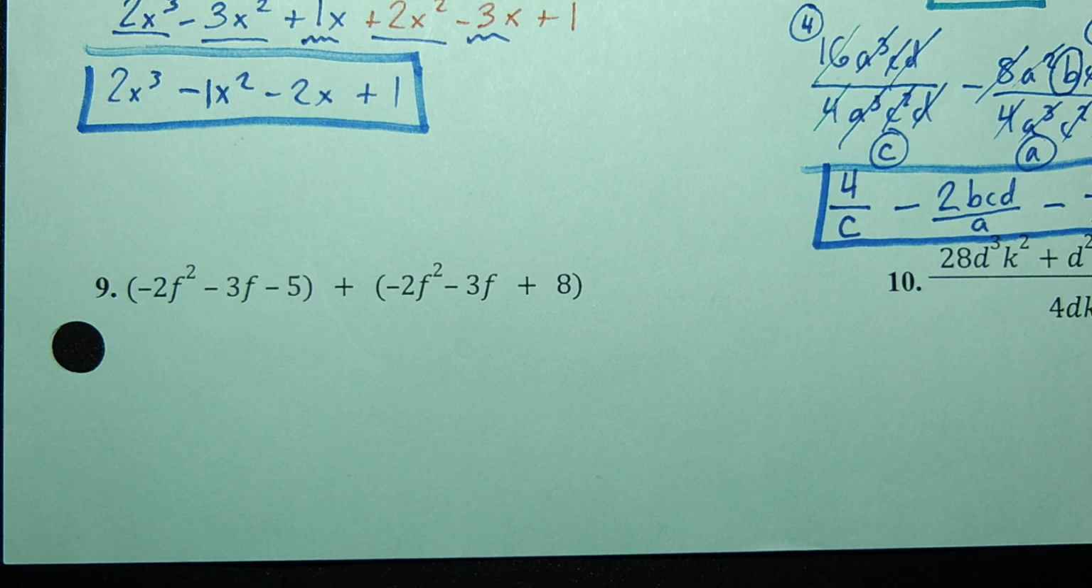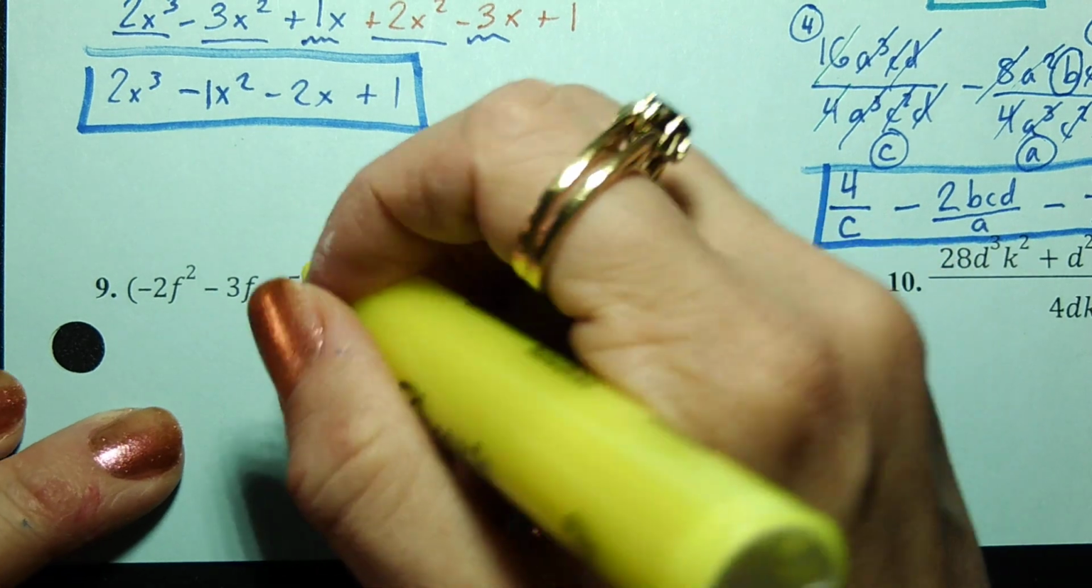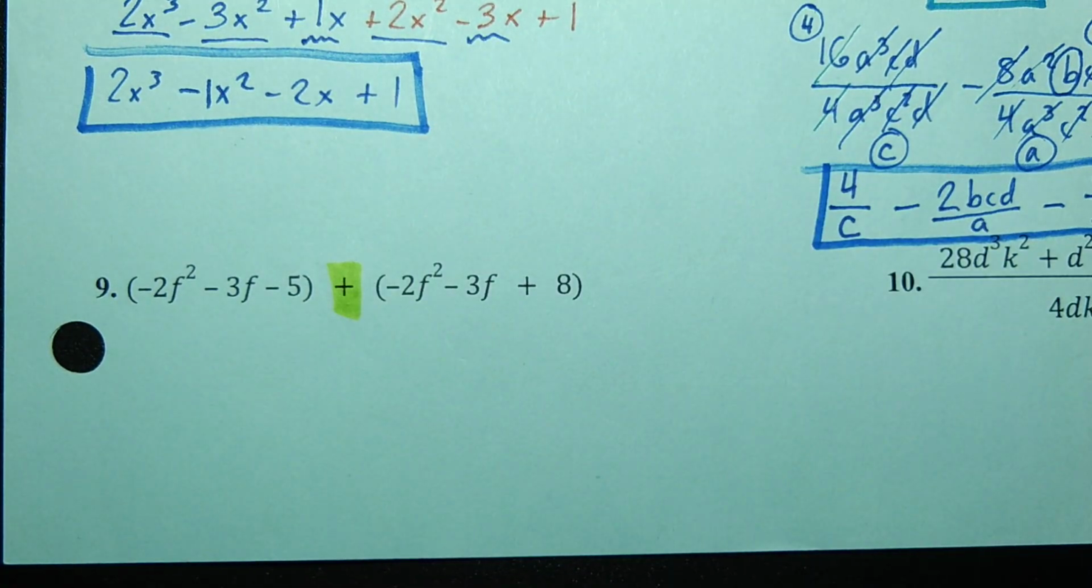No. No, it is not. Why is it not? It is addition. Yeah, so get rid of the parentheses and you can just combine your like terms. Do make sure that you're not increasing the powers. If I have negative 2f squareds and another negative 2f squareds, I have negative 4f squareds, not f to the 4th. Good luck.